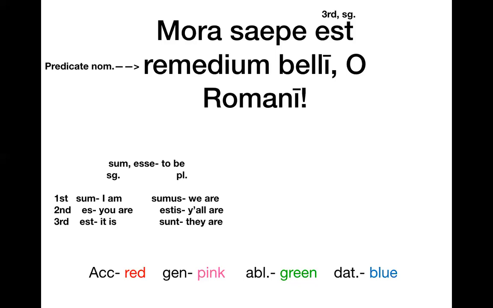Okay, what is the case of belli, though? So mora was a nominative subject, saepe is an adverb, est is a verb that agrees with mora. Remedium is this thing called a predicate nominative. And then what is belli, though? Maybe that's not actually nominative. It's a noun, from bellum, which means war. And what case do you think it is? With that long i, it's basically either genitive singular or nominative plural.